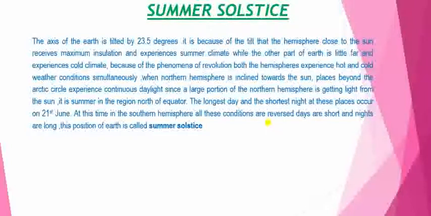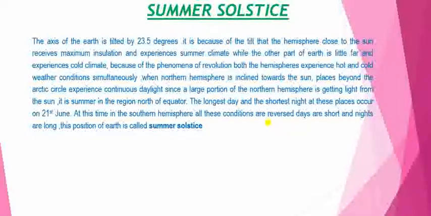The axis of Earth is tilted by 23.5 degrees, and we know that this tilt is the angle made with the vertical which is drawn on the orbital plane.